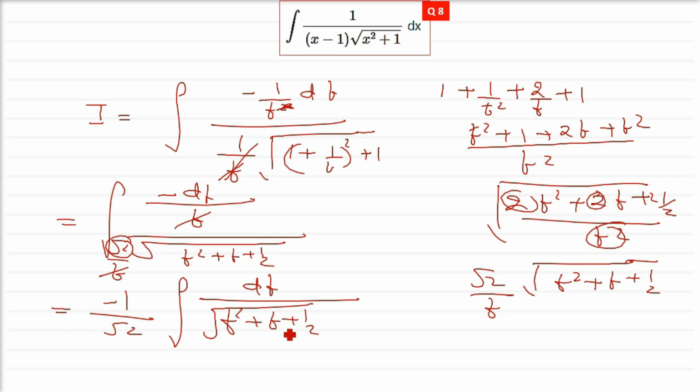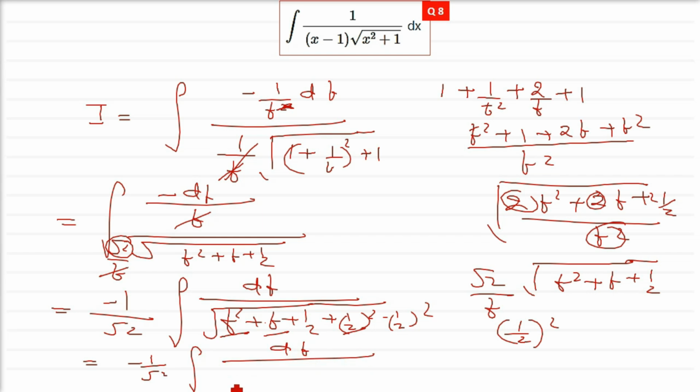Now we can make it a perfect square, and then we can apply a formula. There is a coefficient of t which is 1. You can divide it by 2 and then square it, add it, subtract it. So we are adding half square and subtracting half square. So you can have (t minus half) whole square, or (t plus half) whole square also; both the things you can have. It's up to you. I am taking the positive one, that is (t plus 1 by 2) whole square. Negative 1 by root 2 remains there. dt divided by (t plus 1 by 2) whole square.